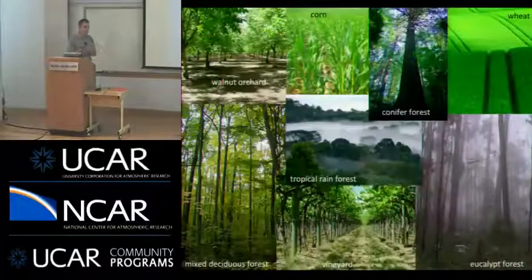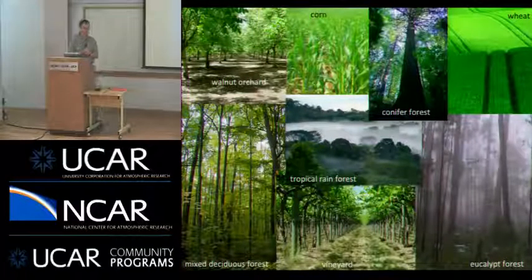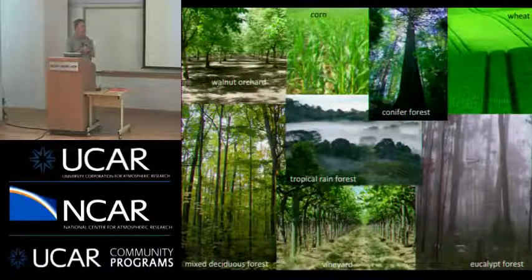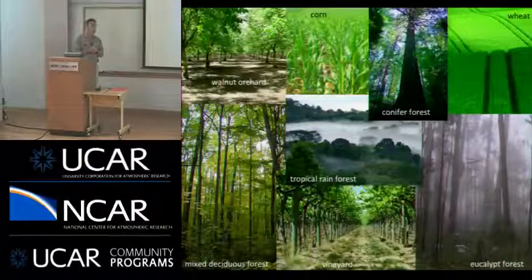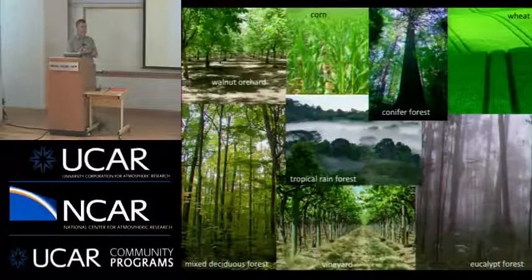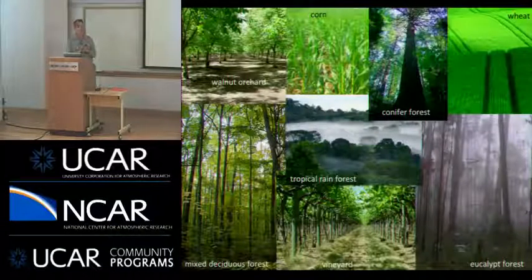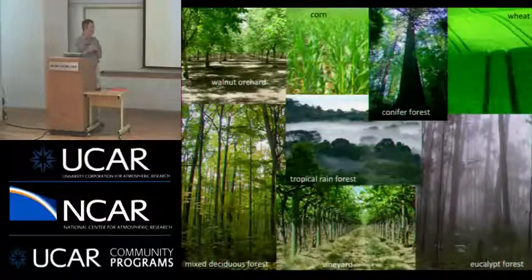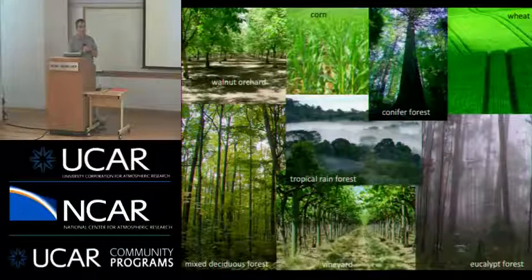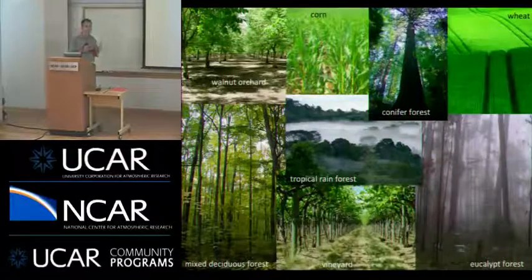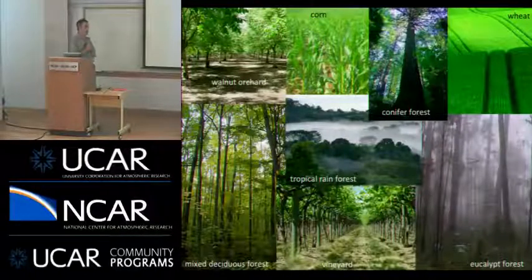So why do we care about plant canopies? Plant canopies are extremely important. They cover about 30% of the Earth's land surface. They're comprised quite differently: they can be irrigated crops all the way up to tropical rainforests or temperate rainforests, so they have widely varying character.